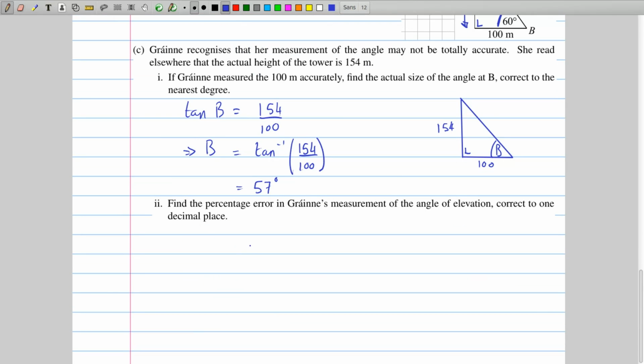The very last part of this question asks us to find the percentage error in Grones' measurement of the angle of elevation correct to one decimal place. So the percentage error is given by the actual error, that's 60 minus 57. So she measured 60, it should have been 57. Divide it by the actual value, that's 57, and multiply it by 100 to turn it from a proportion into a percentage. That's 3 over 57 times 100. And correct to one decimal place, that is 5.3%.